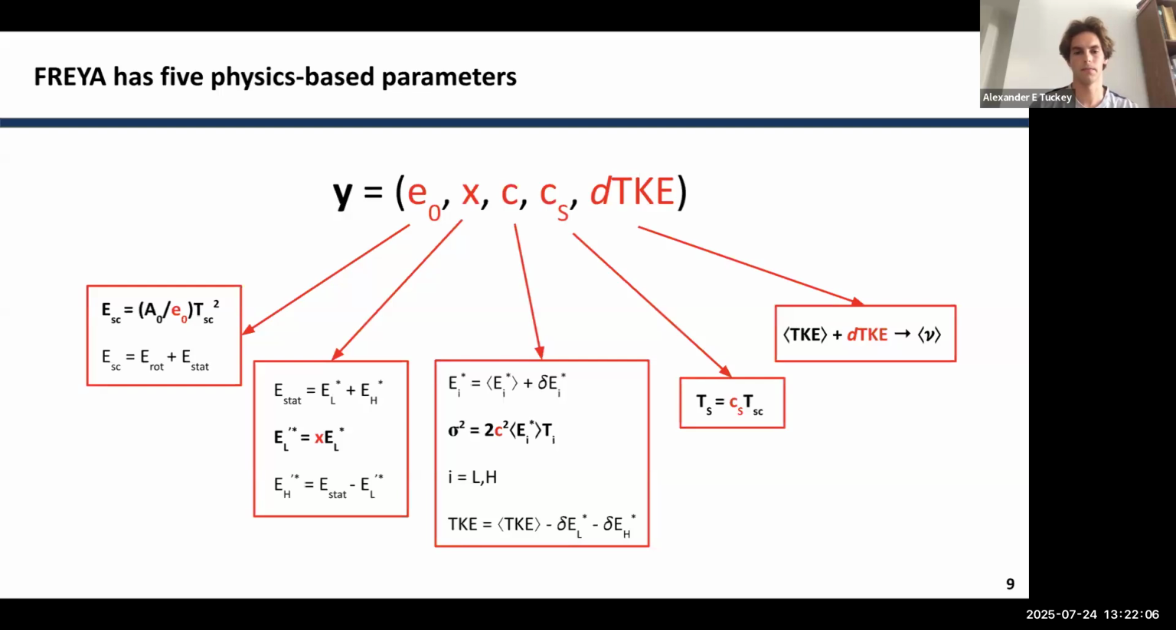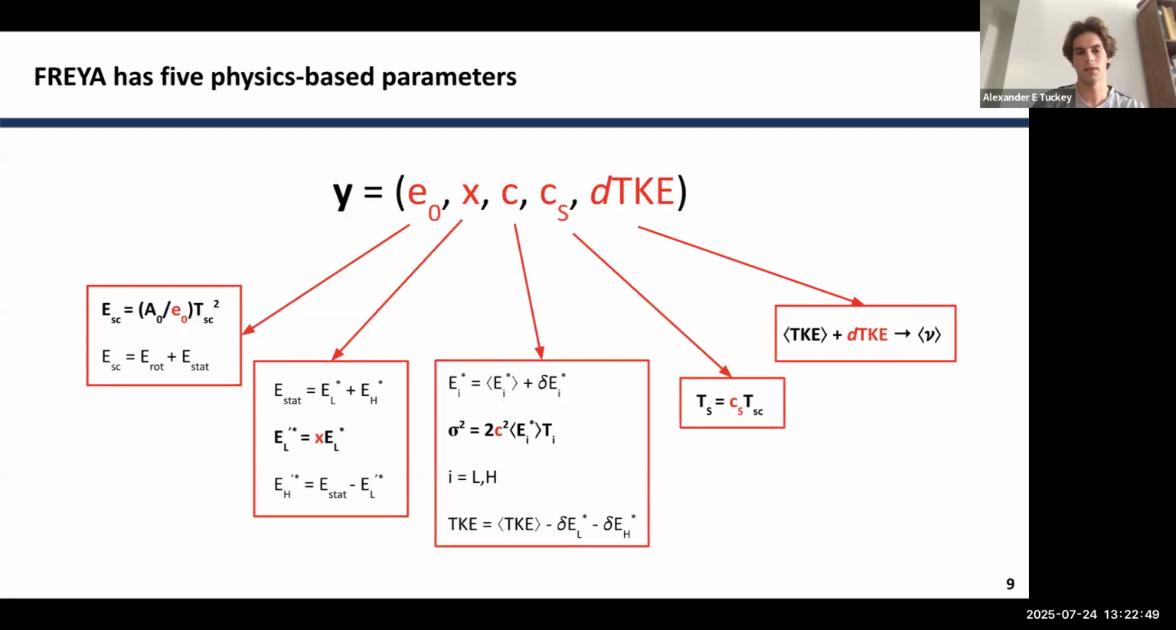But since we know from measurement that the light fragment typically emits more neutrons on average than the heavy fragment, we enhance the excitation energy of our light fragment by this parameter x, where x is greater than 1, in order to give it that higher neutron emission that we saw in the sawtooth previously. So we have to maintain energy conservation. So we subtract this enhanced excitation energy from the total excitation energy, and that excess is then given to the heavy fragment.